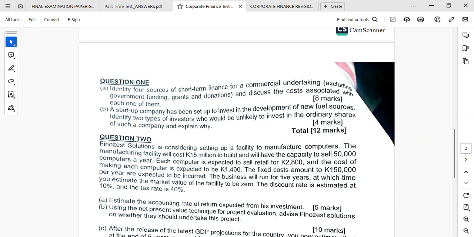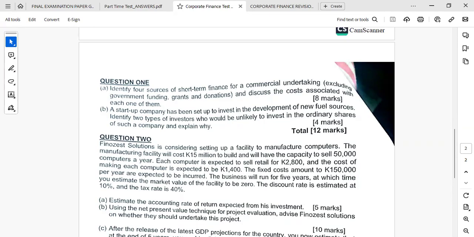We have short-term financing options like trade credit, bank overdrafts, short-term loans, commercial paper, and factoring. Now, trade credit basically involves what? Purchasing goods and services on account from suppliers. Trade credit meaning you're buying things on credit. So costs associated with trade credit will include payment discounts available.